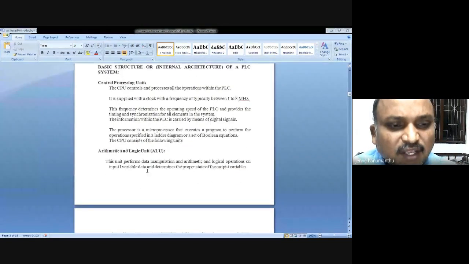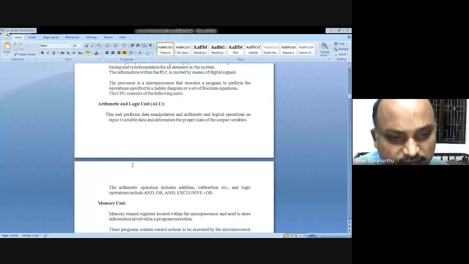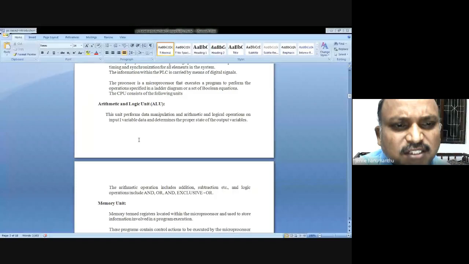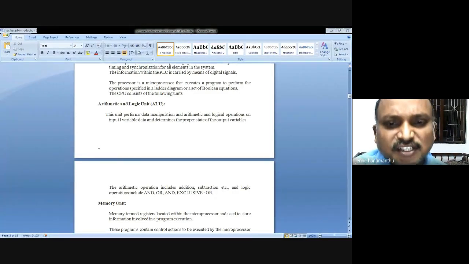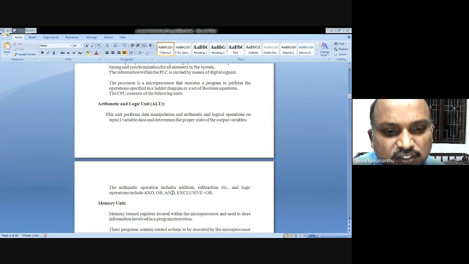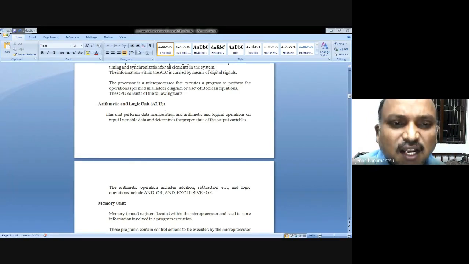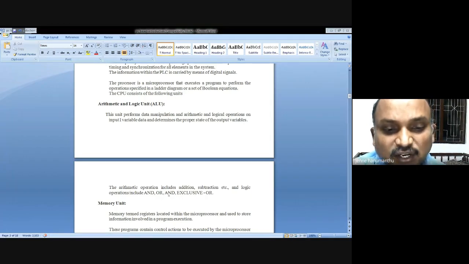Okay, and the CPU mainly consists of the following: ALU, arithmetic logic unit. So what is arithmetic logic unit? Both arithmetic functions and logical functions. Arithmetic means addition, subtraction, multiplication, division like this. Logic means AND function, OR function, and NAND function.